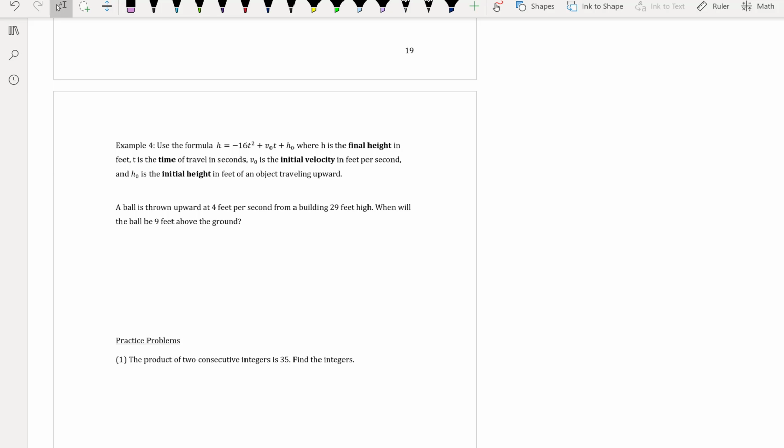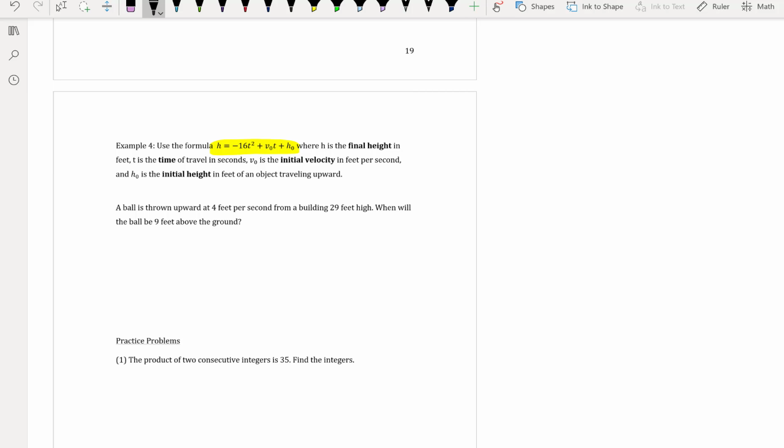So for number 4, it says use the formula where h is the final height in feet, t is the time of travel in seconds, v naught is the initial velocity in feet per second, h naught is the initial height in feet of the object traveling upward. So really, just know that we're using this formula, okay? All right, so a ball is thrown upward 4 feet per second from a building 29 feet high. When will the ball be at 9 feet above the ground?